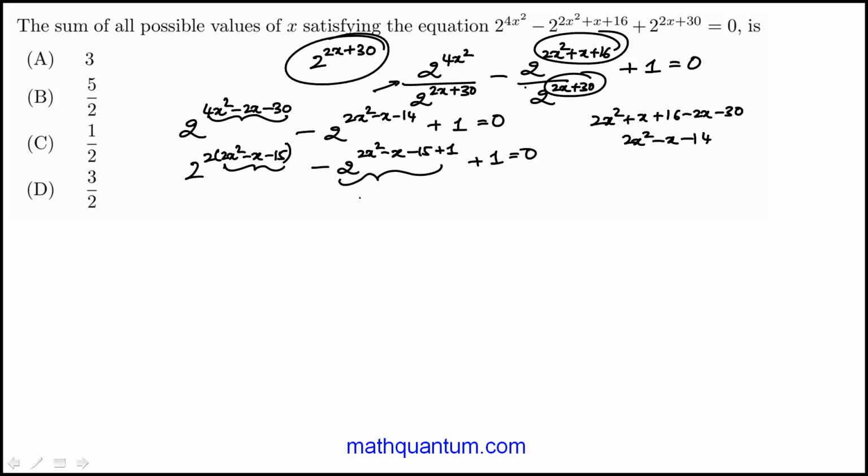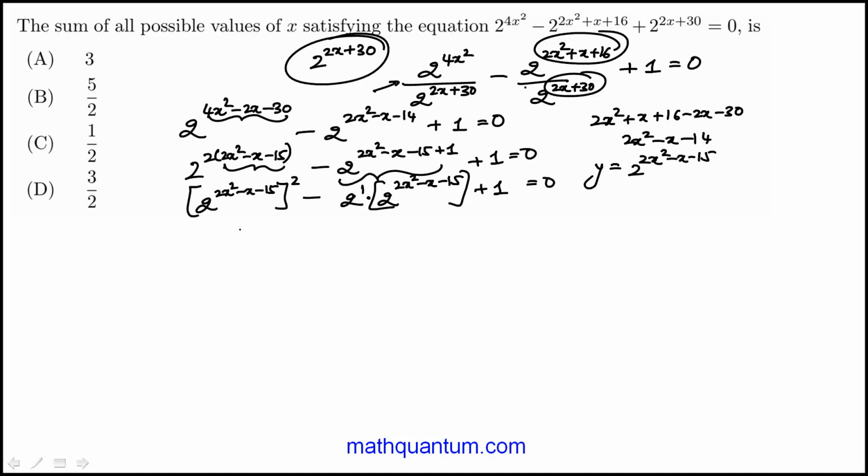And what that plus 1 means is that this is the same as 2 to the power of 1 times 2 to the power of 2x squared minus x minus 15. And then this really is 2 to the 2x squared minus x minus 15, this whole thing squared. So now that we're at this point, if I call this y, then I can rewrite this as y squared minus 2y plus 1 equal to 0. Well, this is a perfect square, which means y is equal to 1.